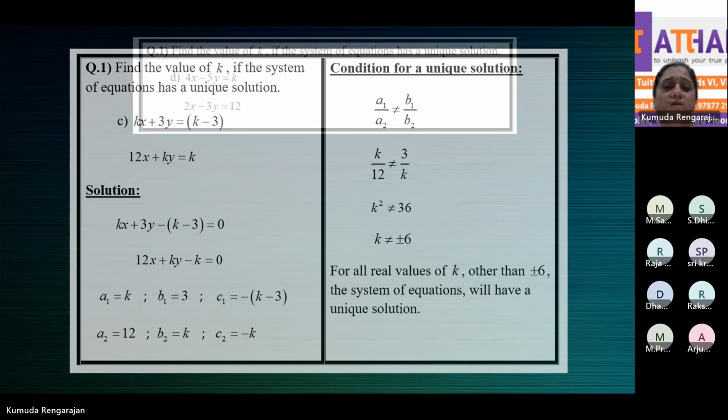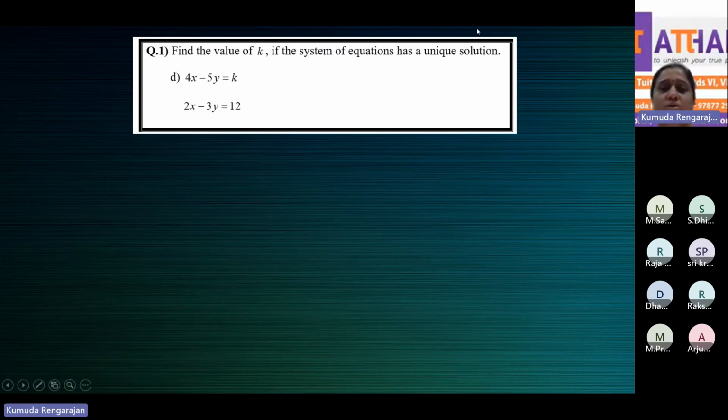Yes, ma'am. Okay. Again, unique solution, you can see. Find k for unique solution. What do you get?